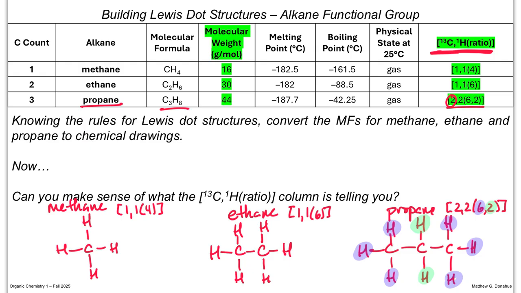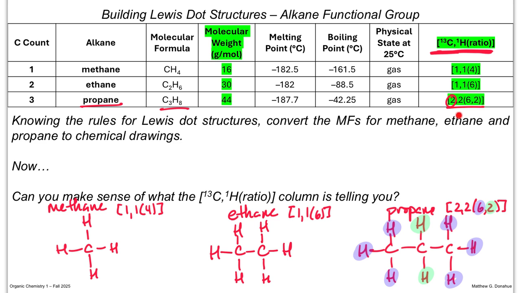So carbons 1 and 3 each have 3 hydrogens attached to them. That's one set. The number in the parentheses, 6, corresponds to the number of hydrogens in that set. We have a second set, which is highlighted in the green here. That carbon 2 has 2 hydrogens.